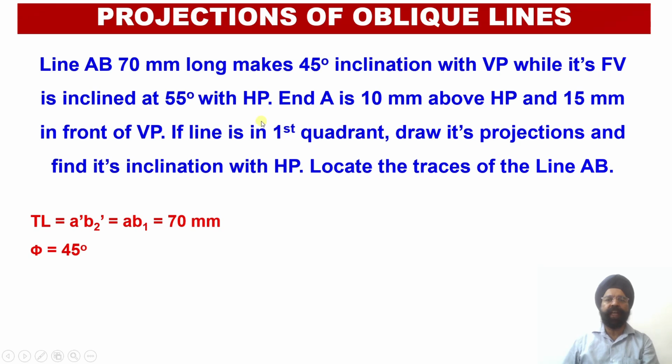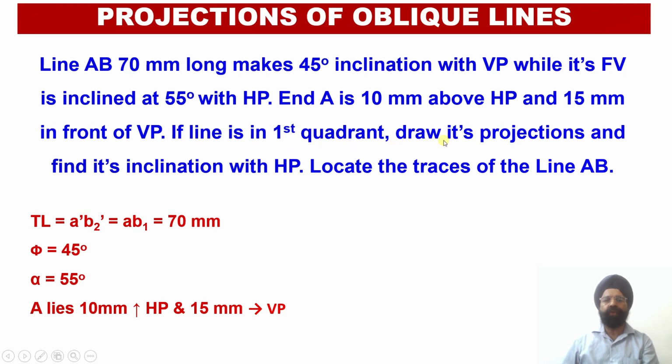While its front view is inclined at an angle of 55 degree with the horizontal plane. So we have got the angle of inclination of the front view projection of the line, that is A dash B dash, inclined at an angle of alpha equal to 55 degree with respect to the horizontal plane. Besides this, we have been provided the coordinates of the end A. End A of the line happens to be 10 millimeter above the horizontal plane and 15 millimeter in front of the vertical plane. So this line lies in the first quadrant.